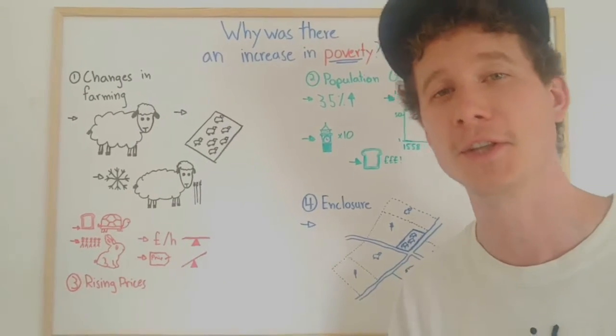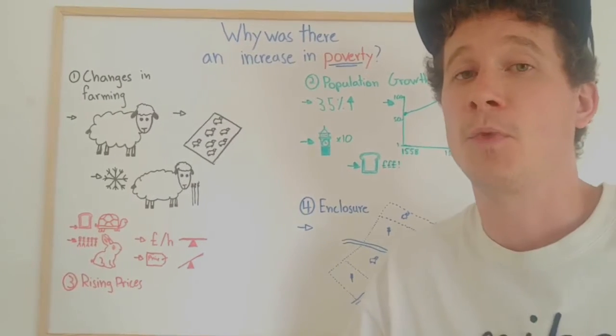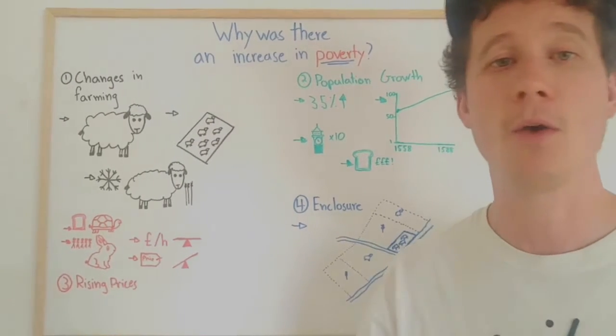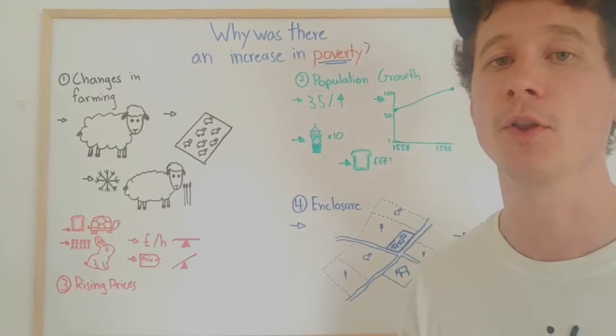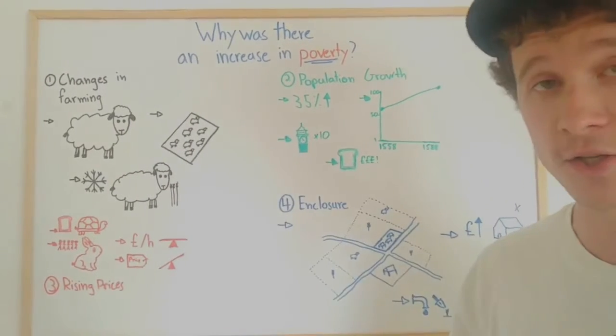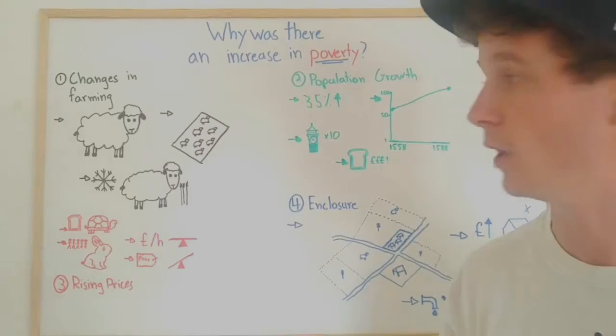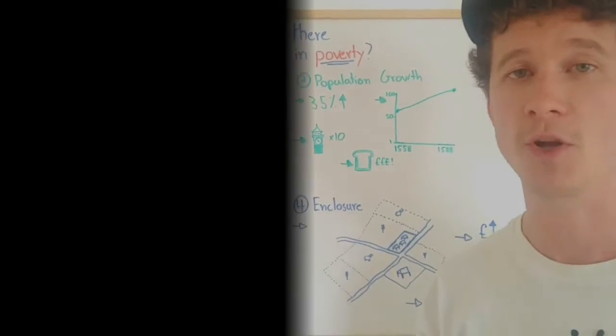So what that means is that basically there's way less money to go around because sheep require way less labor than growing crops do. So there you go. What you have there is a gigantic increase in poverty just because selling wool abroad makes them so much money.